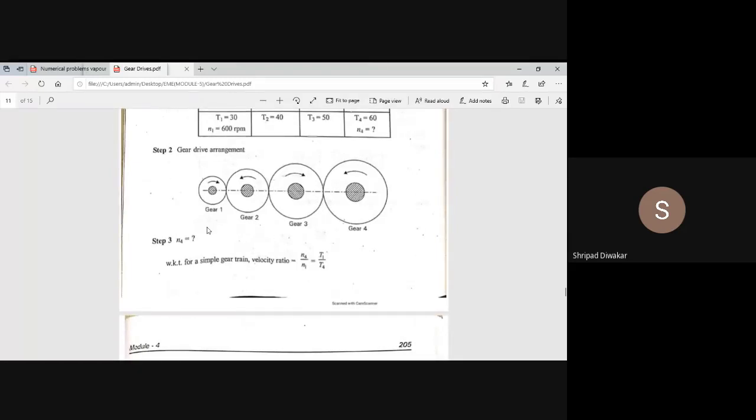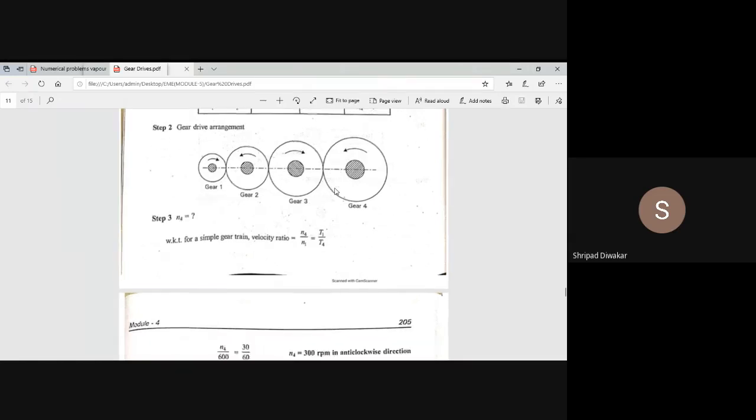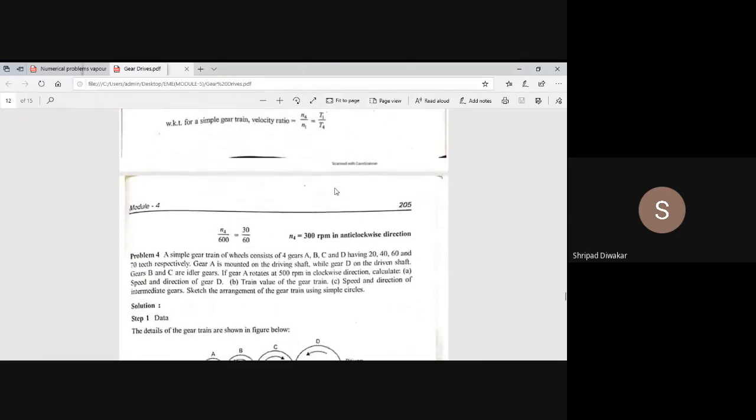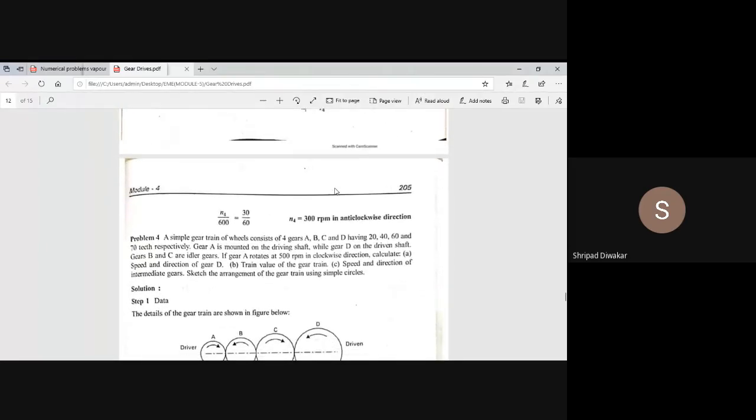You have to show the first gear always in the clockwise direction, the second gear in anti-clockwise, the third gear in clockwise, and the fourth gear in anti-clockwise direction. So the direction of the fourth gear is anti-clockwise, and the speed is 300 RPM.